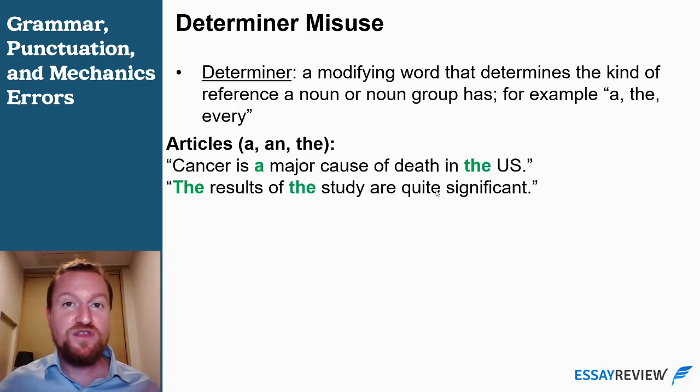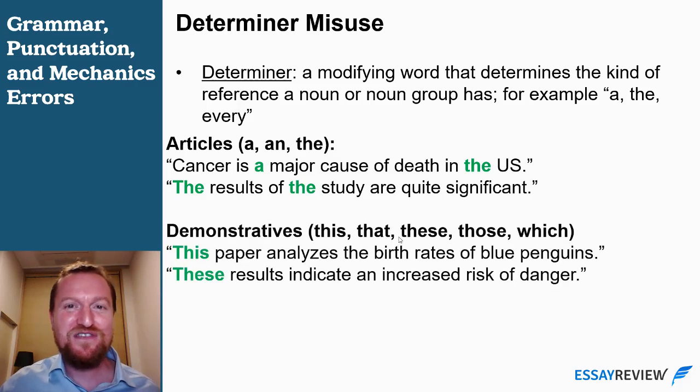Determiner misuse is the most common mistake that we find in any research paper, from ESL students especially. It's because articles are silly. Too many languages don't use them. So you can figure out the rules, and once you know the rules, it's much easier to know how to apply them. Demonstratives are another determiner.